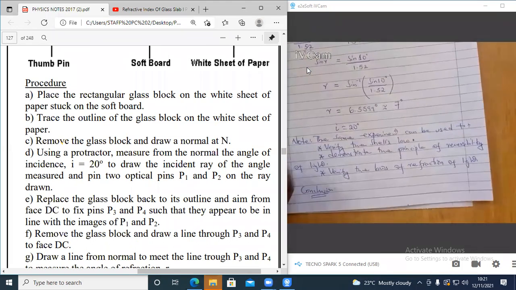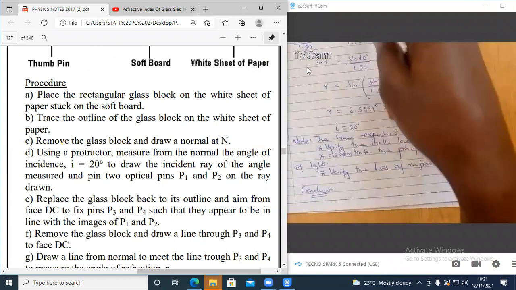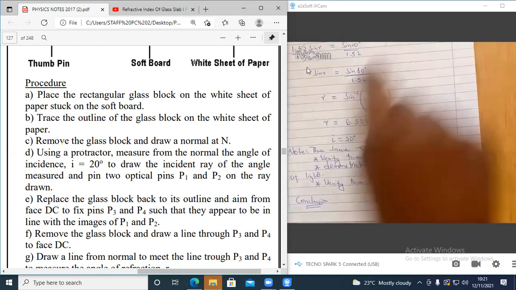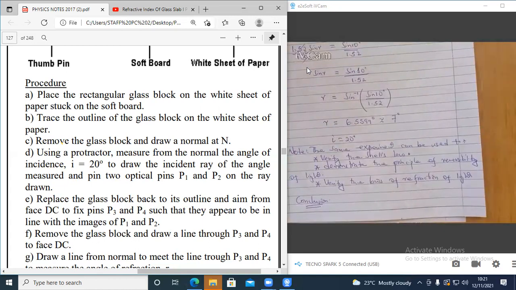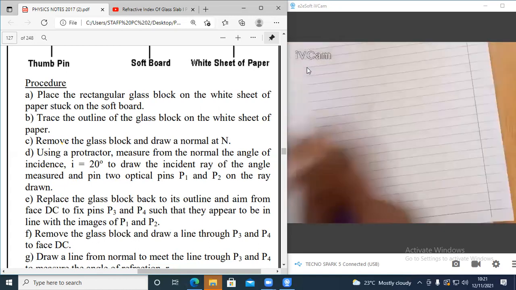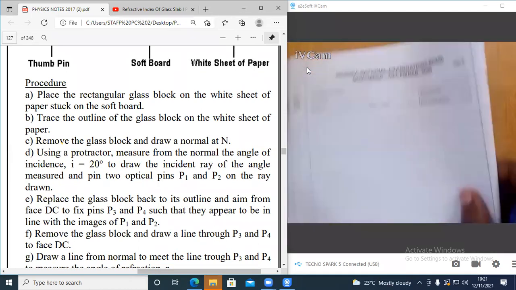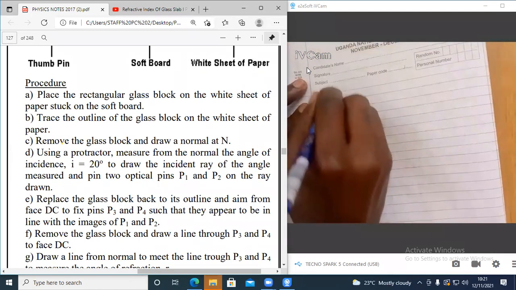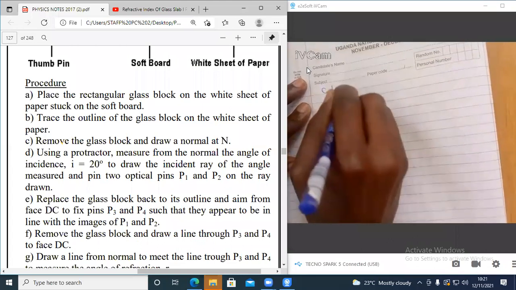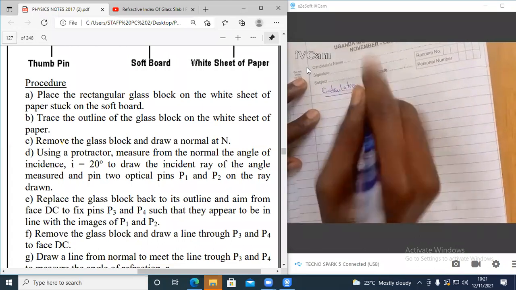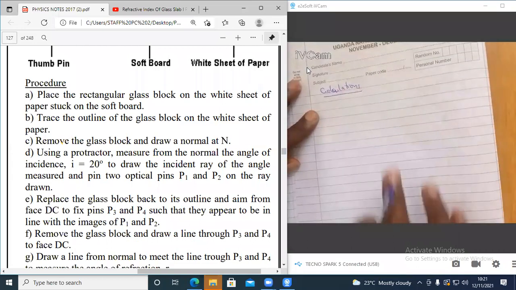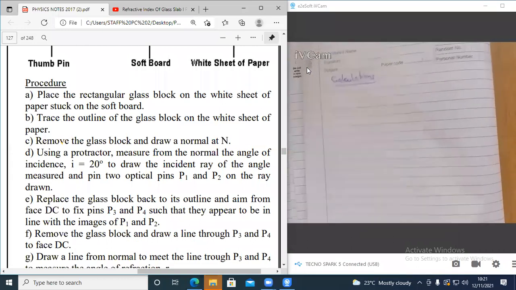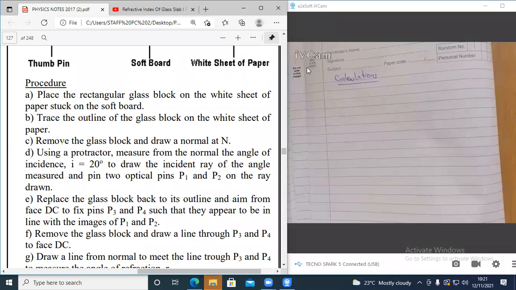Are we together, members? Yes, teacher. So next time we meet, we shall now do calculations on this formula. That's right, calculations. Okay, members, bye.